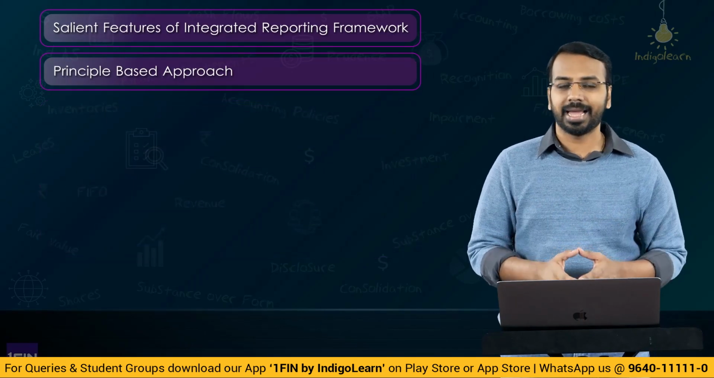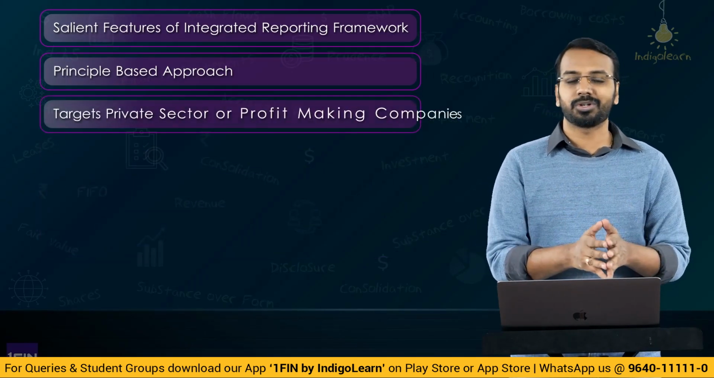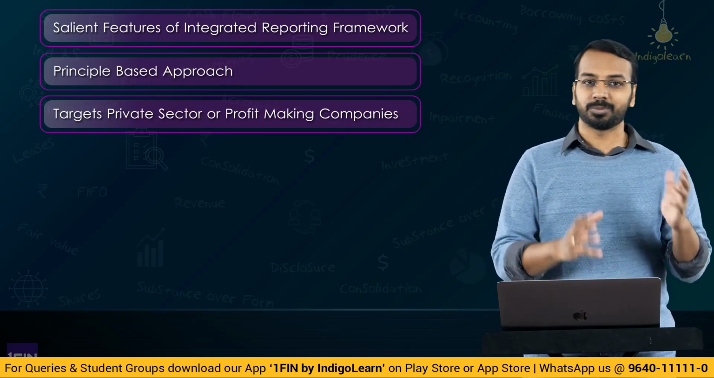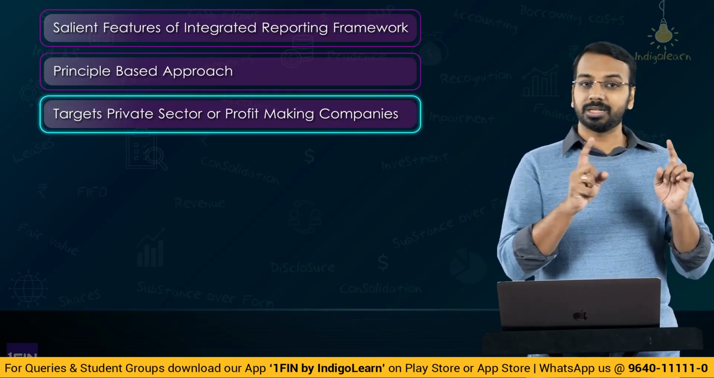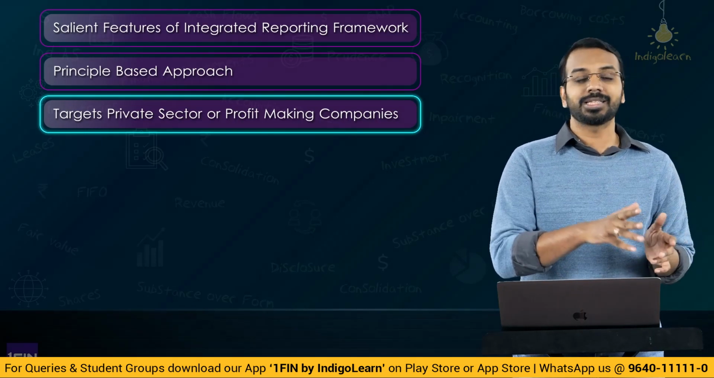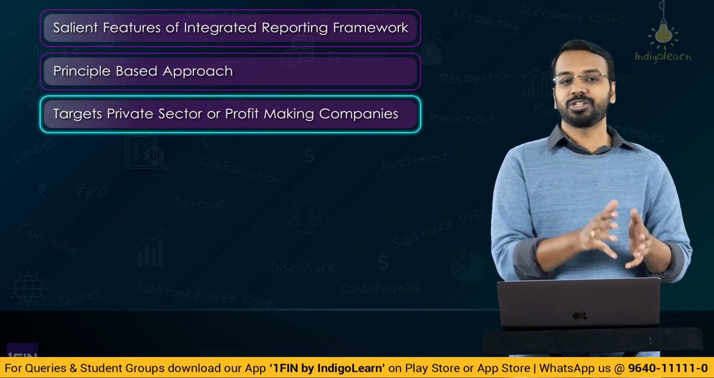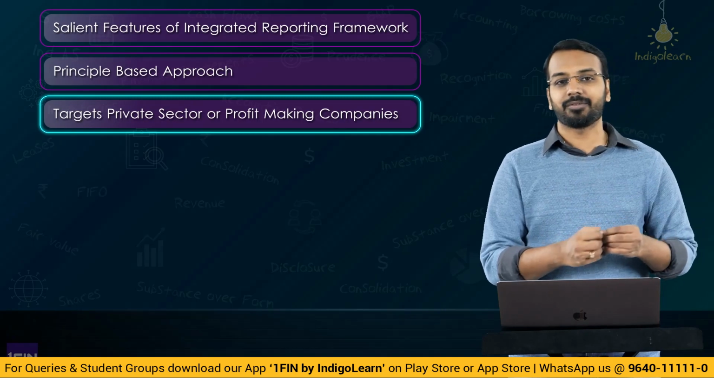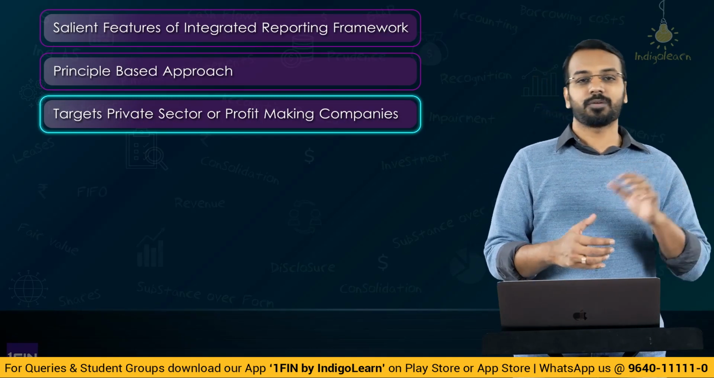The next feature is that it is made for private companies or for-profit companies, because when you talk about a for-profit company, the first thing that comes to your mind is finance. Now, apart from finance, what are they doing in other areas? That also needs to be reported. So it is primarily targeted at these private companies or for-profit companies.